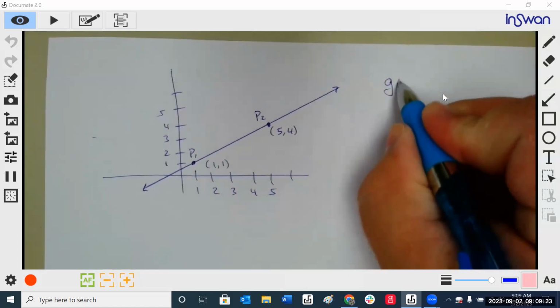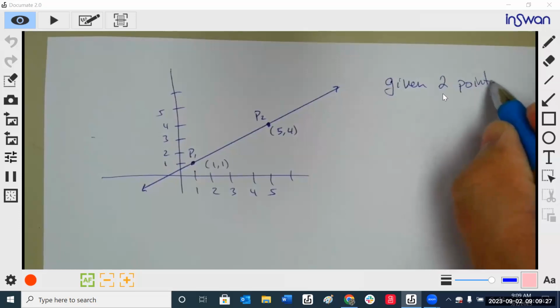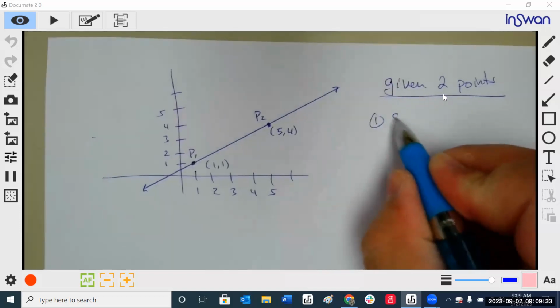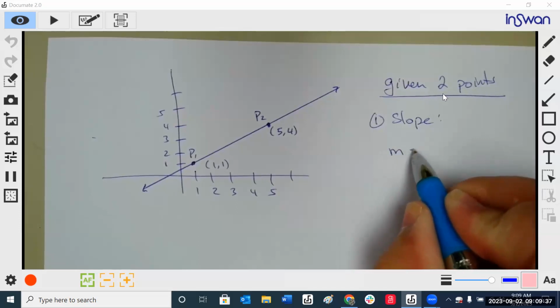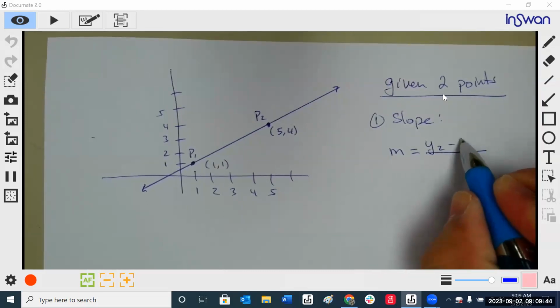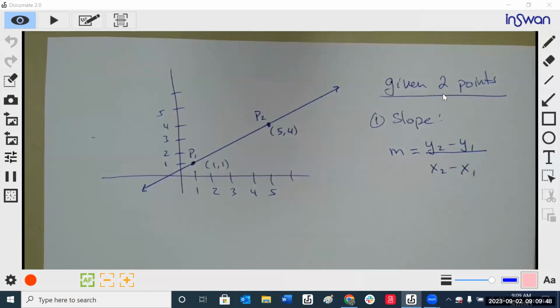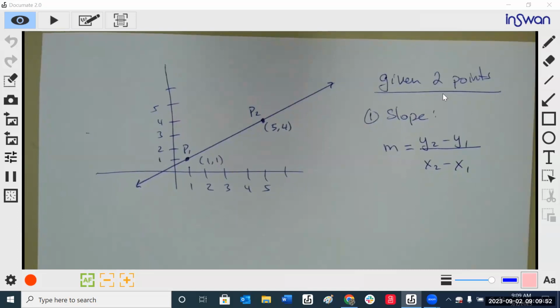So, given 2 points, what can we find? We did this last week. First thing we do, we can find the slope. What's the formula for slope? It's the change of y over the change of x.